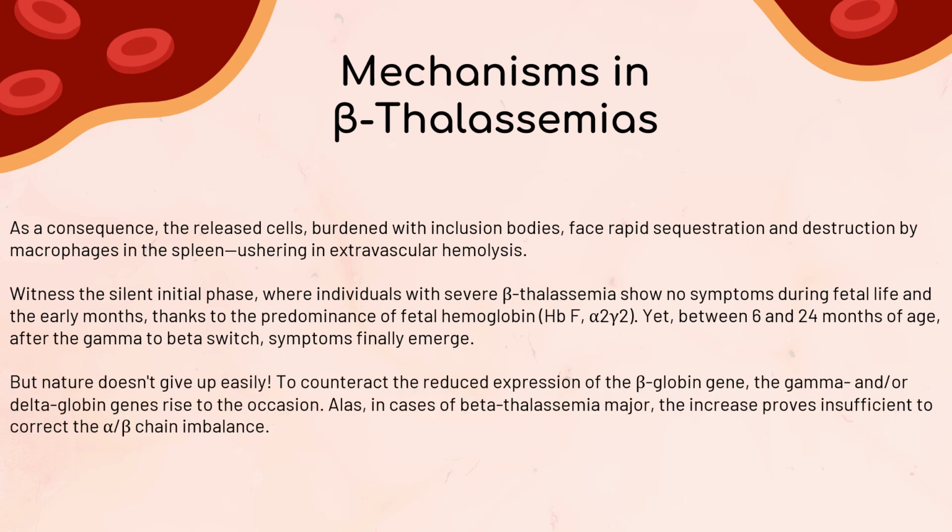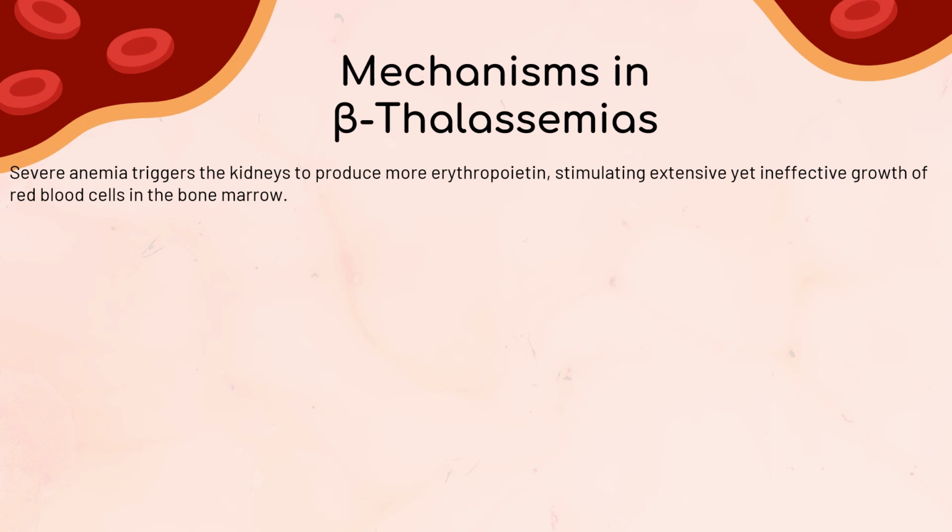But nature doesn't give up easily. To counteract the reduced expression of the beta-globin gene, the gamma and/or delta-globin genes rise to the occasion. Alas, in cases of beta-thalassemia major, the increase proves insufficient to correct the alpha-beta chain imbalance. Now, prepare to be amazed at the bone's adaptation.